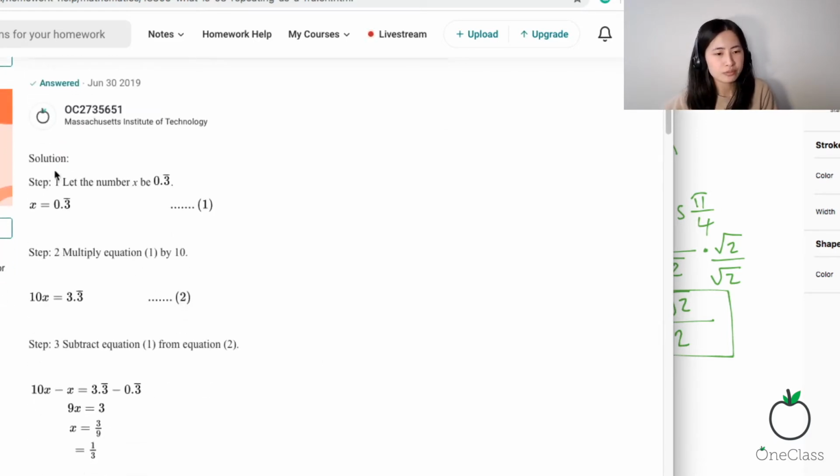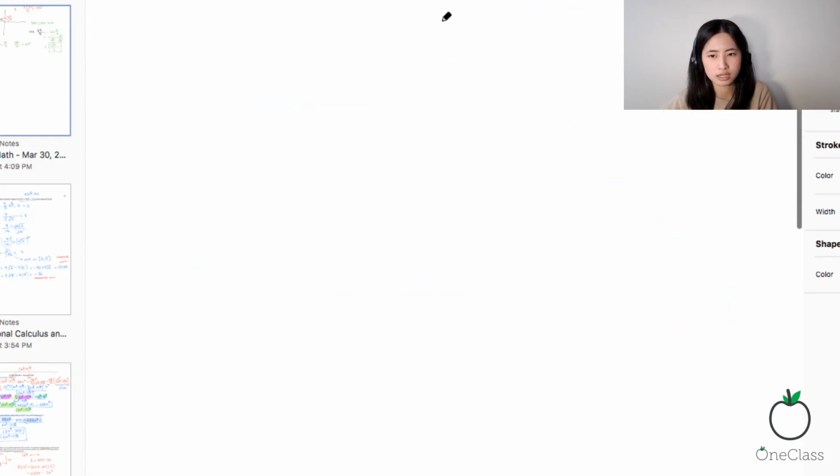So, they're saying let the number x be 0.3 repeating, and then they multiply by 10, so 10x is equal to 3.3. The whole point of multiplying by 10 is that if you have a repeating number, say 0.3 with the 3 repeating, you want to move your decimal point past the repeating digit. You can only move the decimal point once, to the right. Can you guys see this? Maybe I can just illustrate that.